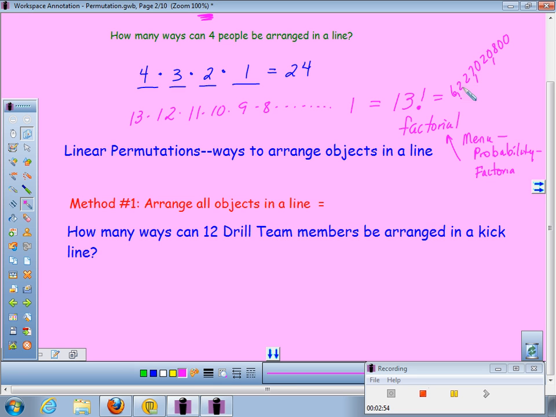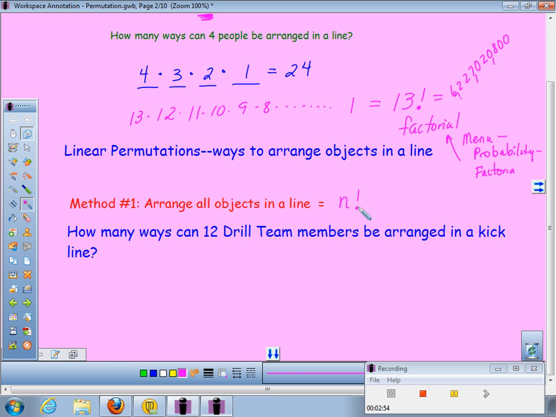Okay, and so method number one is arranging all the objects. You just discovered how to do it. If you want to arrange all the objects in a line, it's just that many factorial. We write it as n factorial as far as the formula goes. However many there are, you do that many factorial.